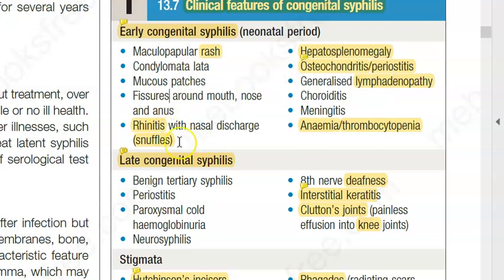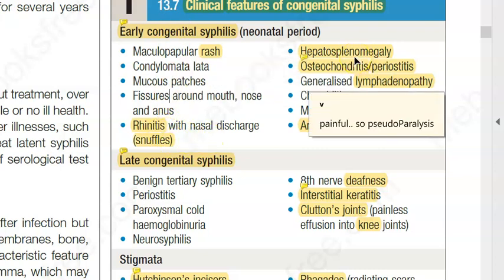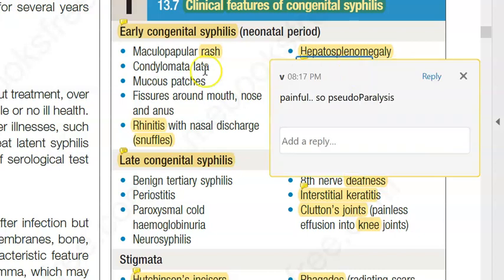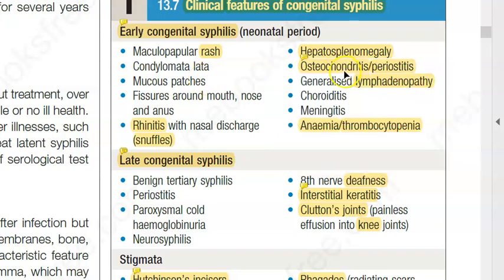Then there can be hepatosplenomegaly, both the liver and the spleen could be enlarged. There could be osteochondritis, periostitis, something to do with the bone and cartilage. They won't be moving those parts, so it can be like a pseudoparalysis. Generalized lymphadenopathy because it's an infection, and then there could be anemia and thrombocytopenia. These are early indicators of congenital syphilis.